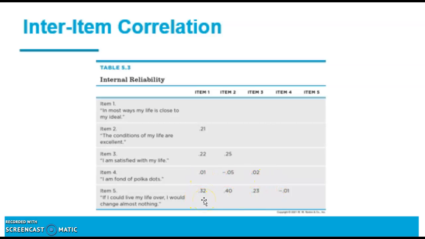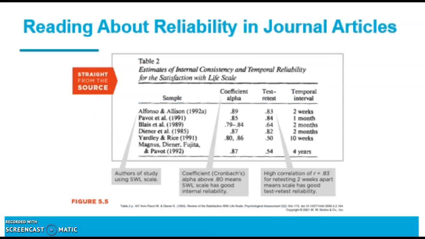So this is letting you know item 1 and item 5 are related well, 0.32. Item 2 and item 5 are even better related at 0.40. Item 3 and item 5 are related at 0.23. Item 4 is not related to item 5. You guys can do that part on your own.